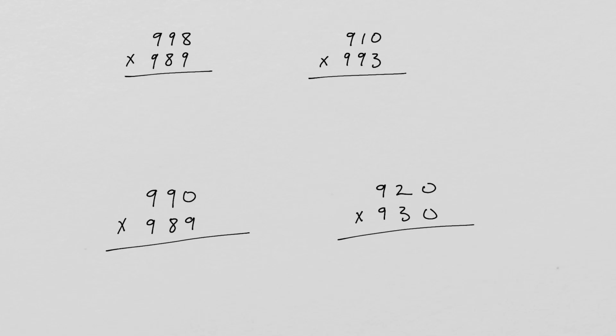Here are a few problems working off of base 1000. For the first problem here, base 1000. So 998 is minus 2 from base 1000. 989 is minus 11 from base 1000. And keep in mind, however many zeros here in the base number we're working off of, that's how many digits I like to write as the difference.